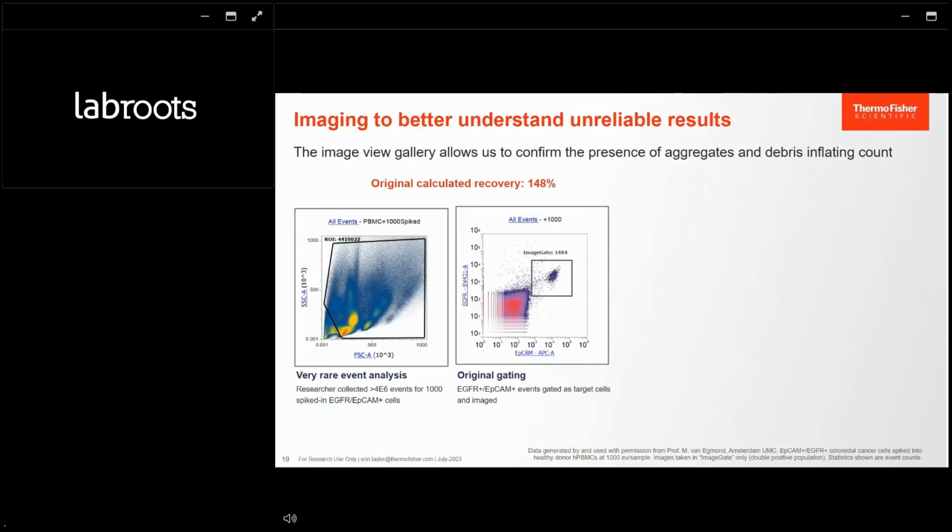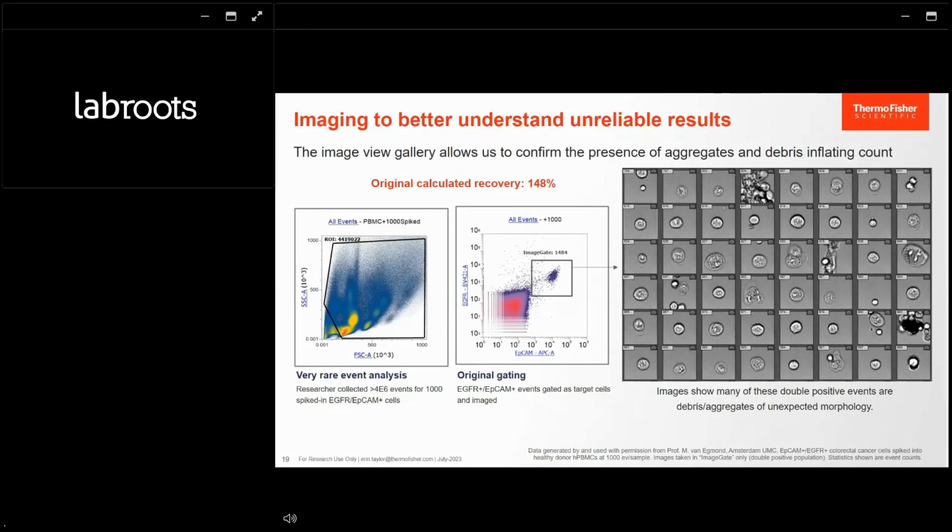When you do rare event work at such low cell counts, 1,000 events a sample, identifying every event counts. And so drawing this large gate is really important. However, that means that we now get recovery. It's 148% yield, which we know is impossible.